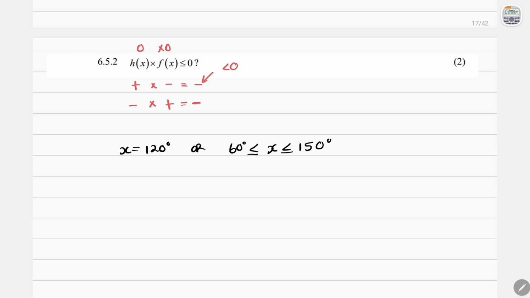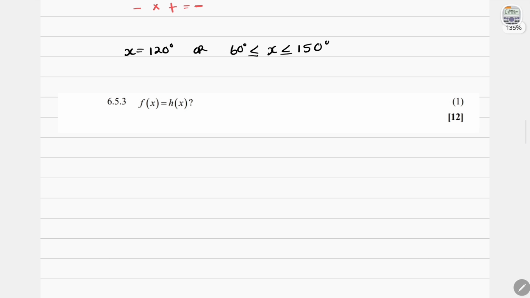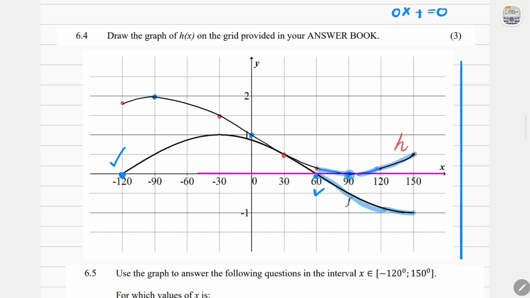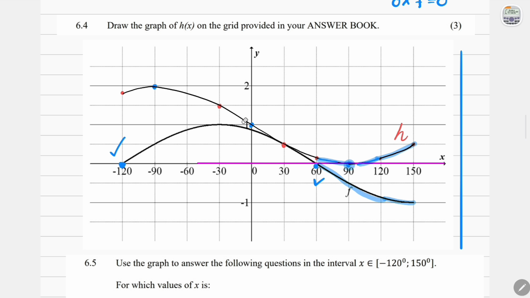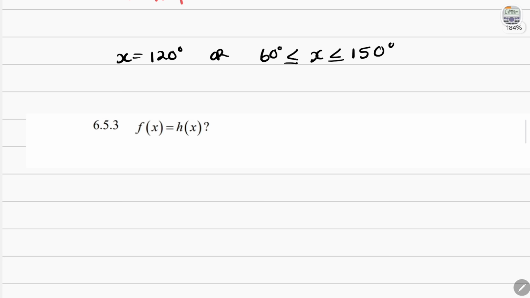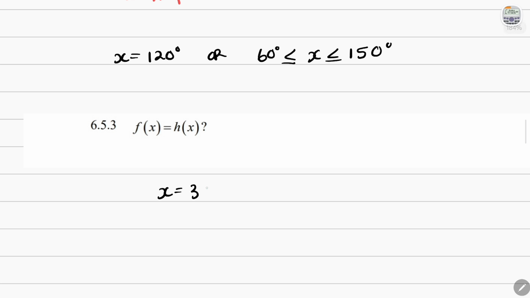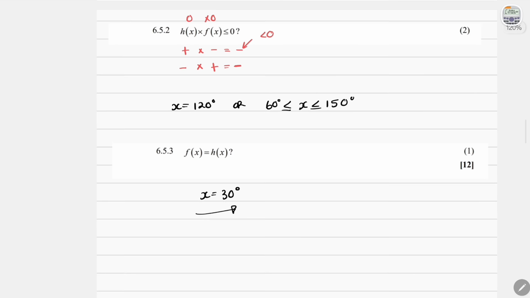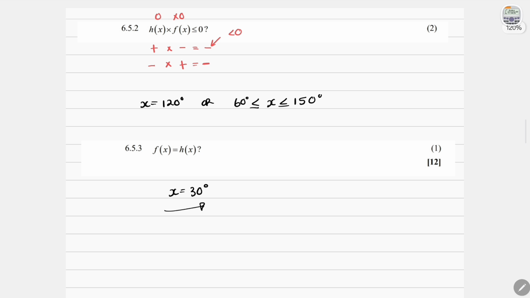Moving on to the next question. Question 6.5.3 says we need to determine the value or values of x for which f of x is equal to h of x. Where are these graphs equal? Where do they intersect? You see that the only place they intersect is here, at 30 degrees, and nowhere else. So we can simply tell them x is equal to 30 degrees, and that is our answer. And that is it for question 6.